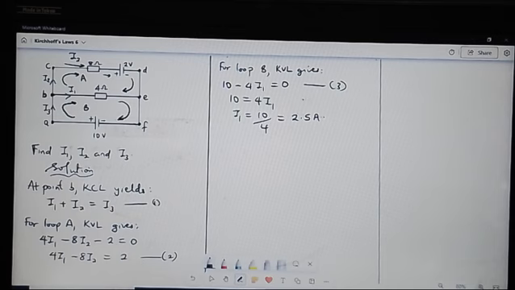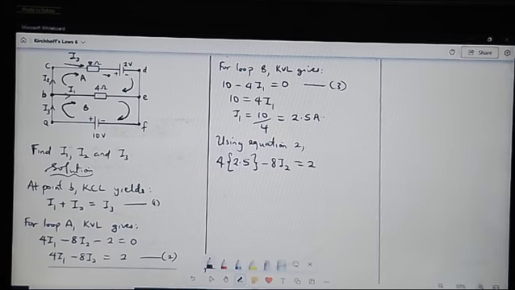If that is the case, using equation 2, we can obtain the value of I2. So we say 4I1, this is equation 2, take note. So we say 4I1, what is I1? 2.5 ampere, minus 8I2 equal to 2. 2.5 times 4 is 10. So we say 10 minus 8I2 equal to 2.